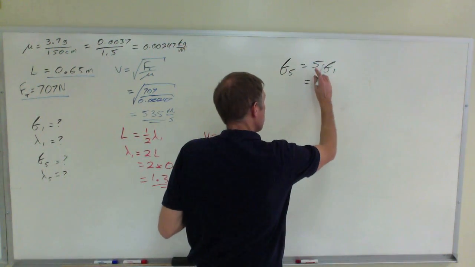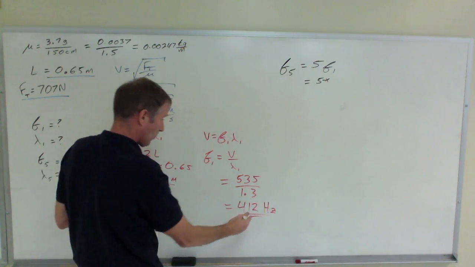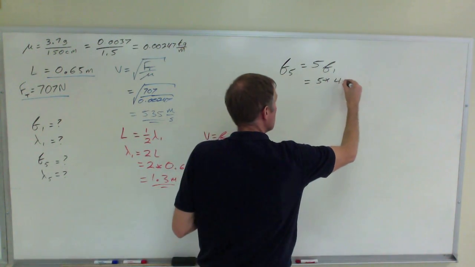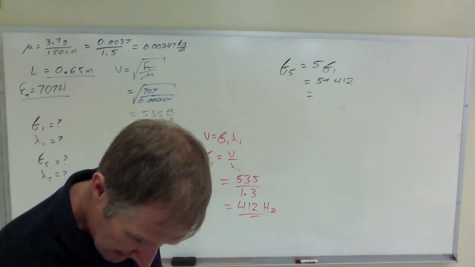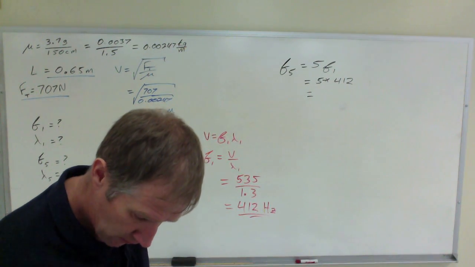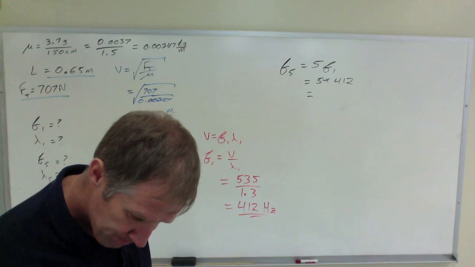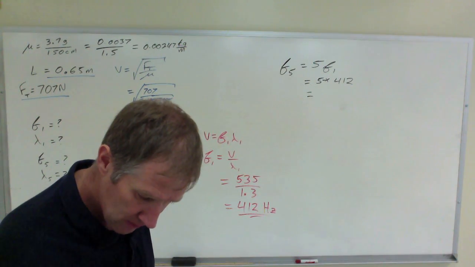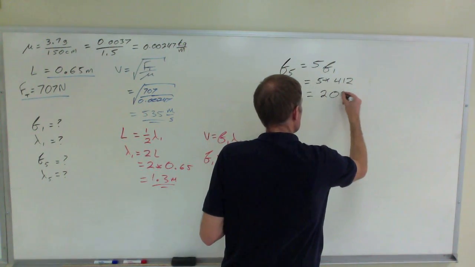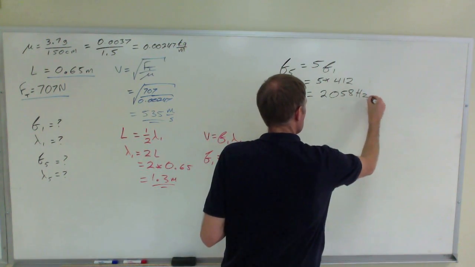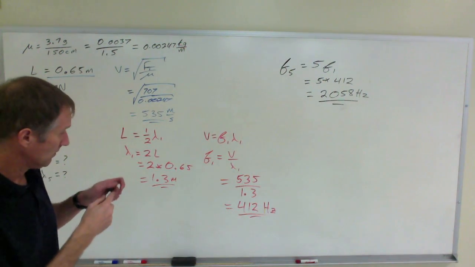So this is 5 times 412. I have not rounded my answer in my calculator, so it's a little less than 412. So times 5 comes out to be, well, it rounds up to 2,058 hertz.